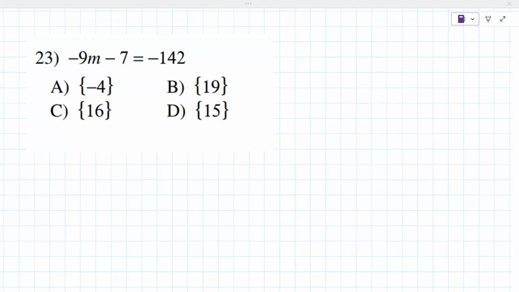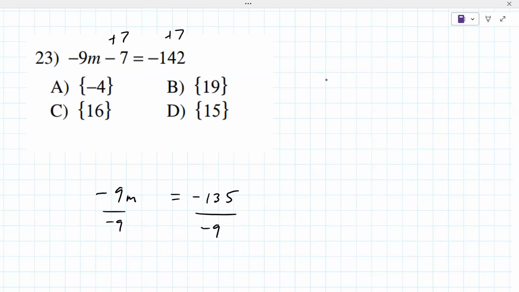How confident are you in your answer? Pretty confident. Did you try the answers or did you direct solve it? I solved it. Okay. So you should get minus 9m equals negative 135. Then you divide by negative 9. But wait, you don't add that 7? You do, but it's negative here. Oh shoot. Give that one more look, please.